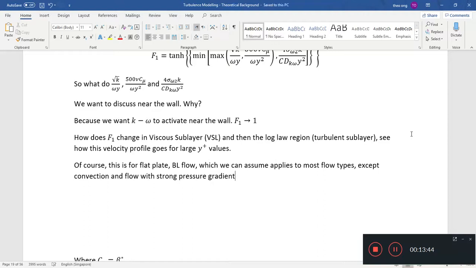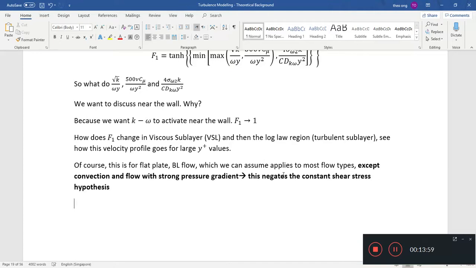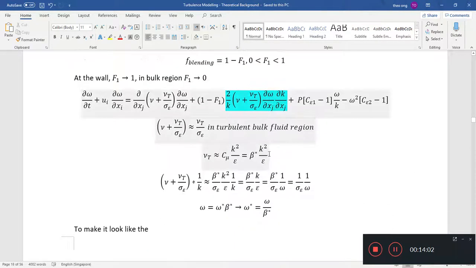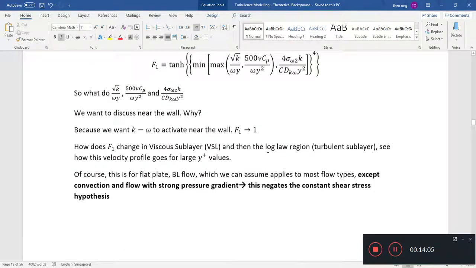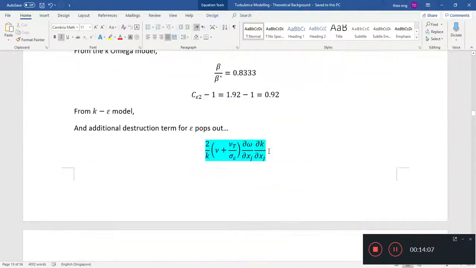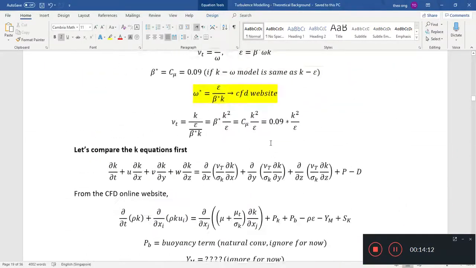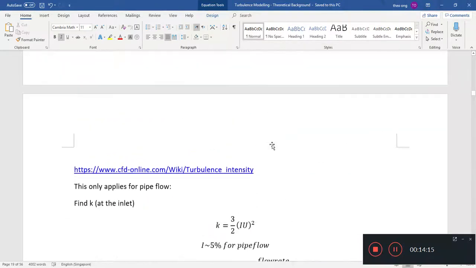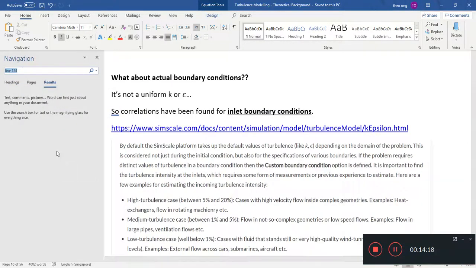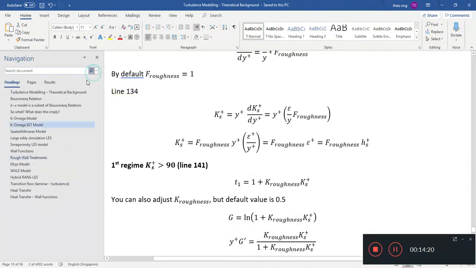So why is this important? Because this negates the constant shear stress hypothesis. Remember when we derived our wall function equation, we had to assume that the shear stress is constant in order to derive our wall functions, at least for smooth wall and sometimes even for rough wall as well. Let's see, where did I put my wall functions here? Check this out.